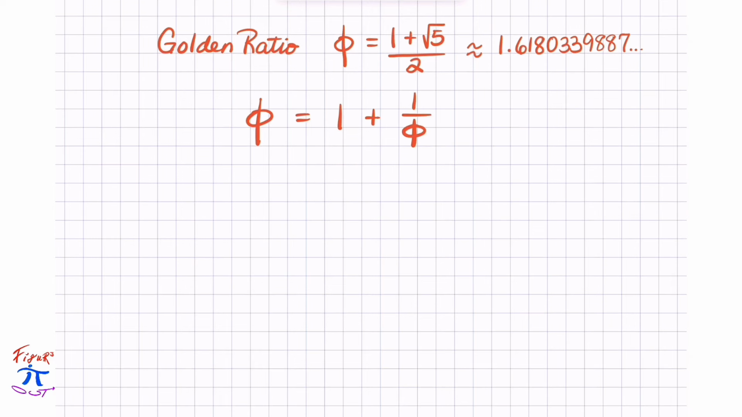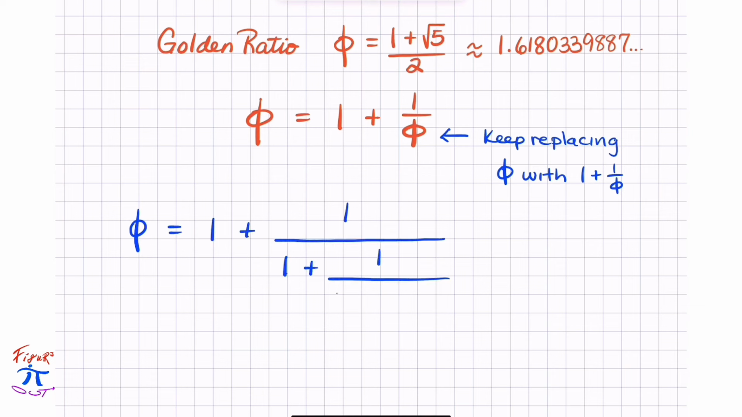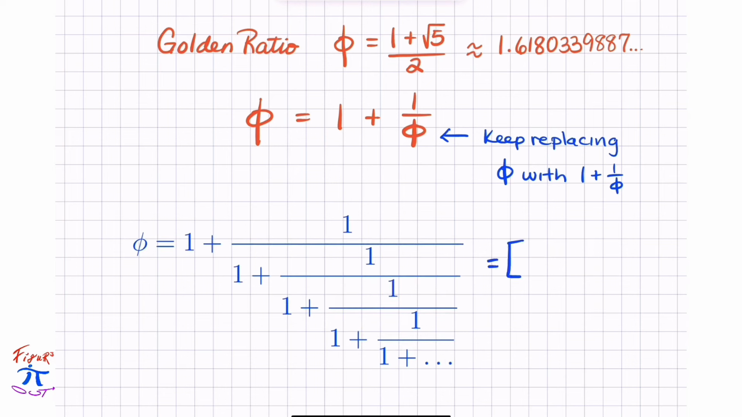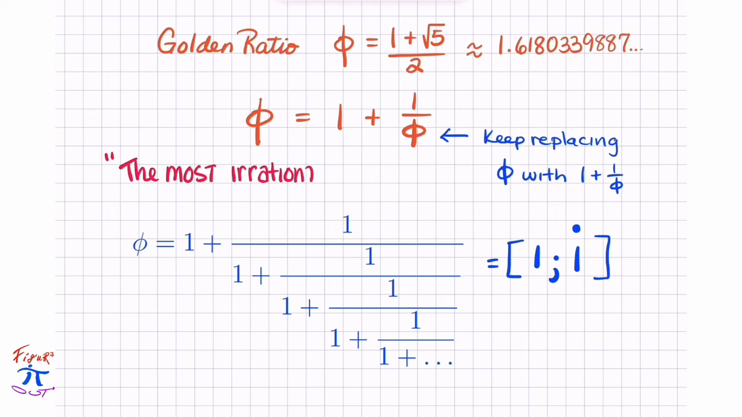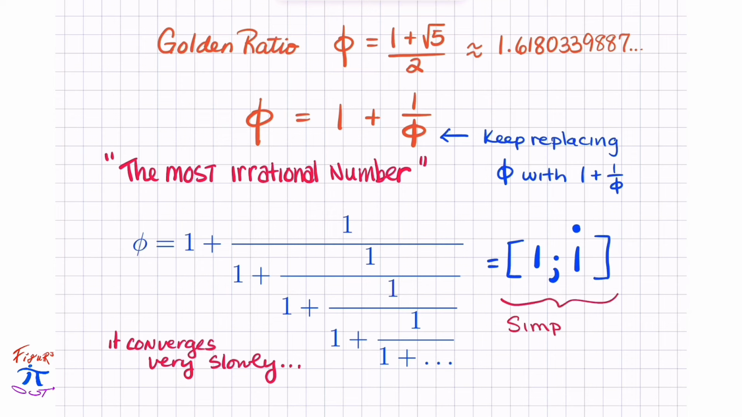And we're going to exploit a recursive relationship by replacing phi continuously with 1 plus 1 over phi. And so we could build this continued fraction for the golden ratio, and in this way, it's got a simple shorthand notation. Some have called this the most irrational number, due to the fact that it converges very slowly. But one can't help notice the simplicity and the beauty in this representation.